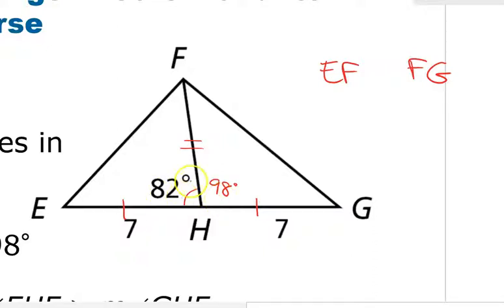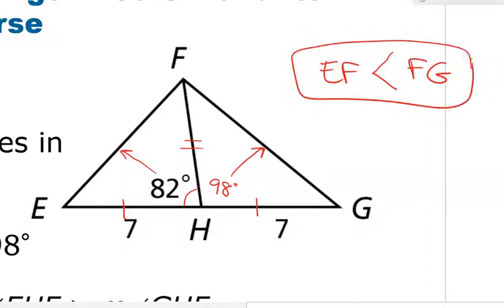So now we're going to compare these two sides, which happen to be the sides opposite of these angles. So of these, I got 82, 98. Which side is going to be bigger? Well, the one across from the 98, which is FG. So this one is bigger. So EF is smaller than FG.